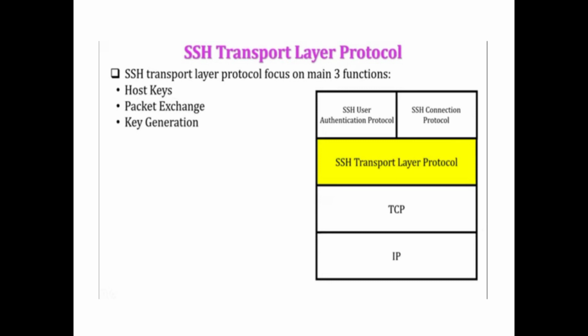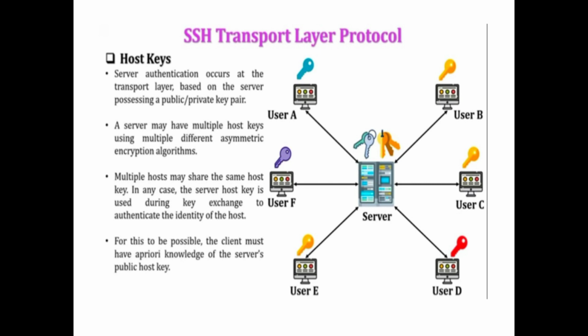The SSH transport layer protocol focuses on three main functions: host key, packet exchange, and key generation. And this is the diagram of the SSH transport layer protocol. The transport layer protocol consists of host key. This is the diagram of host key. Here we have the server and users A, B, C, D, E, F.